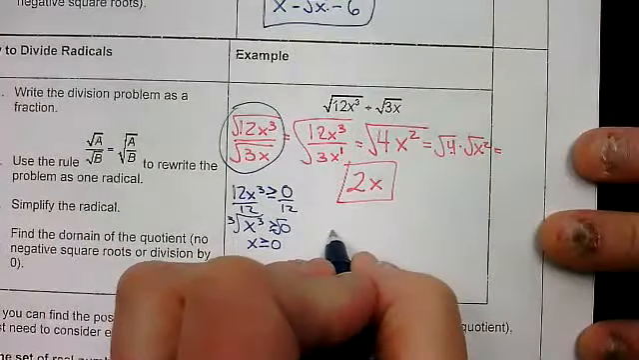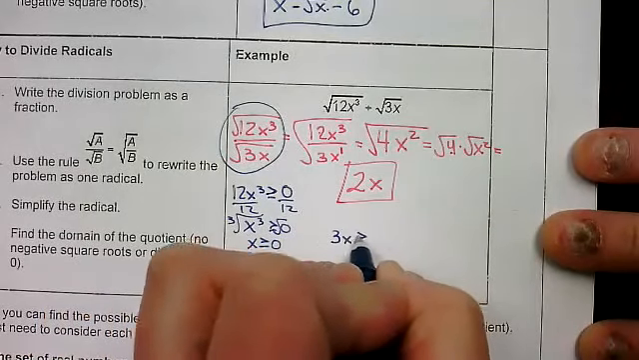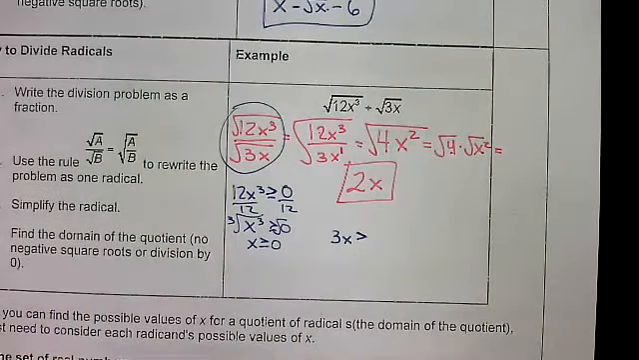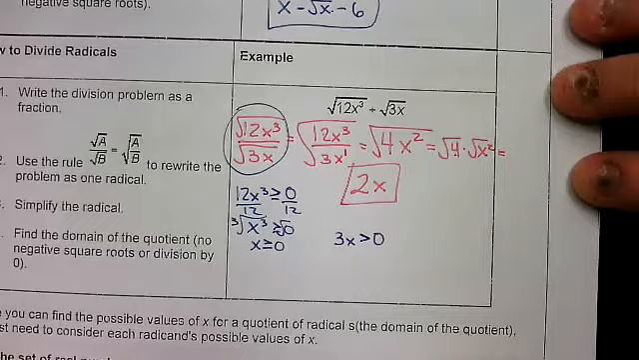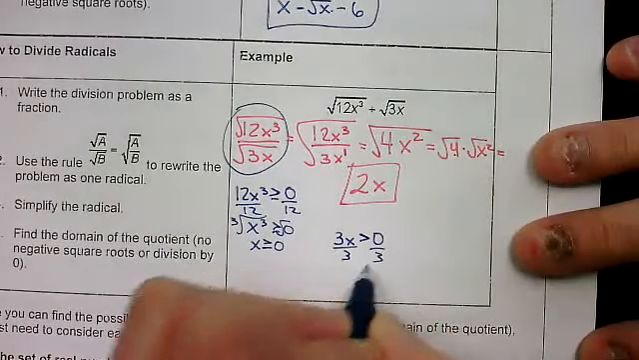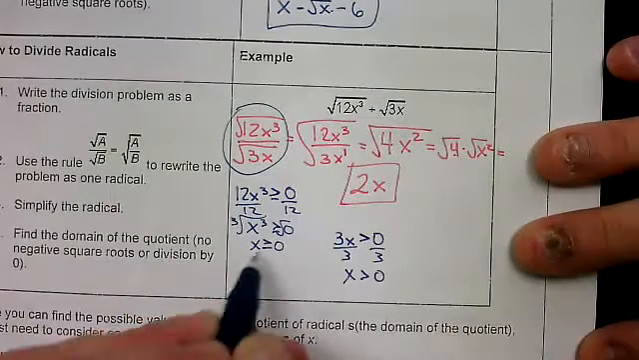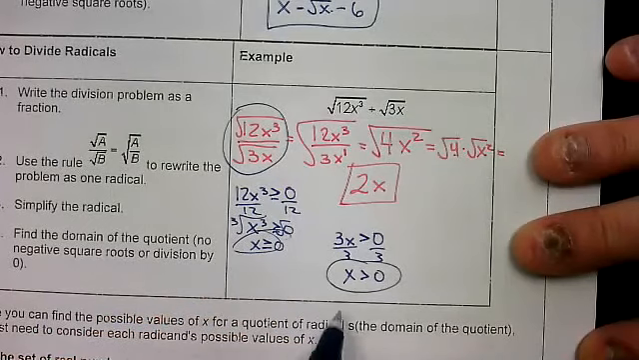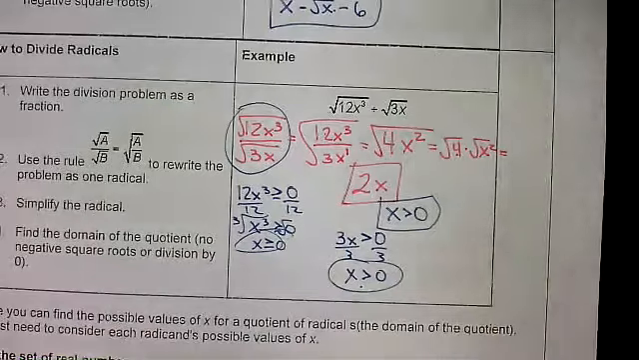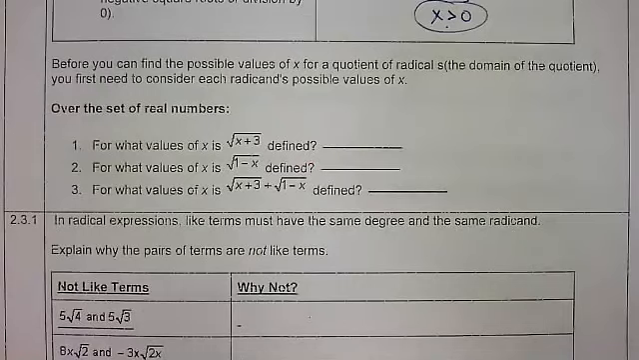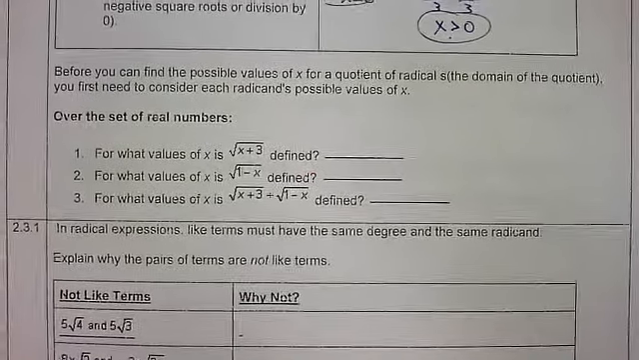But now we need to deal with this 3x. Remember that our 3x has to be non-negative, and it can't be 0 either. So we're going to set 3x greater than 0, divide both sides by 3, and x has to be greater than 0. So now the bigger of the two is x is greater than 0. That's our domain for this problem. Let's go ahead and finish this up.